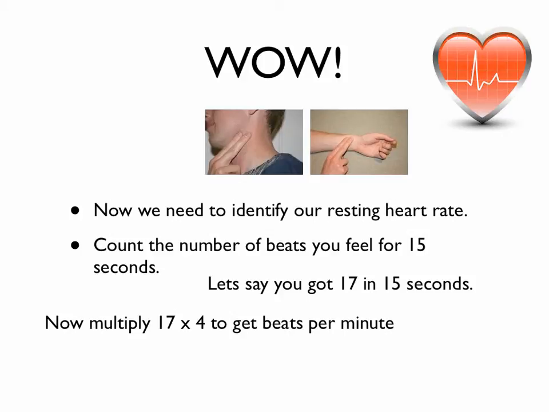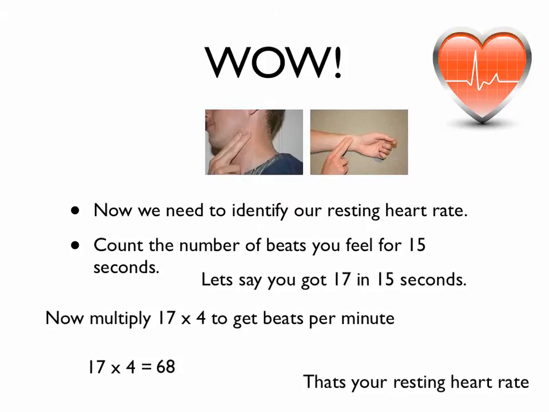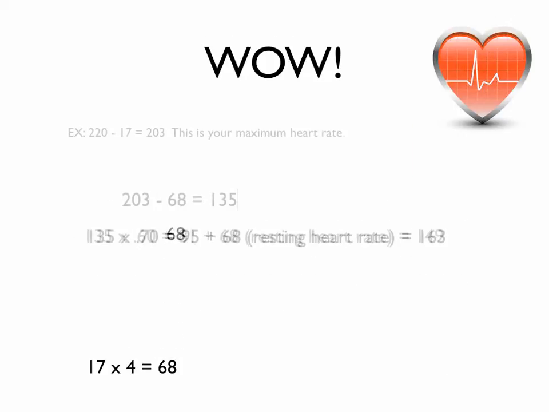Let's say you counted 17 times in 15 seconds. Well, you need to know how many heartbeats you have in a minute. So 15 seconds is only a quarter of a minute. So 17 times 4 will give you beats per minute. So 17 times 4 is roughly 68. I did round that number. That is your resting heart rate. That is how fast your heart is beating in 1 minute while you are resting.